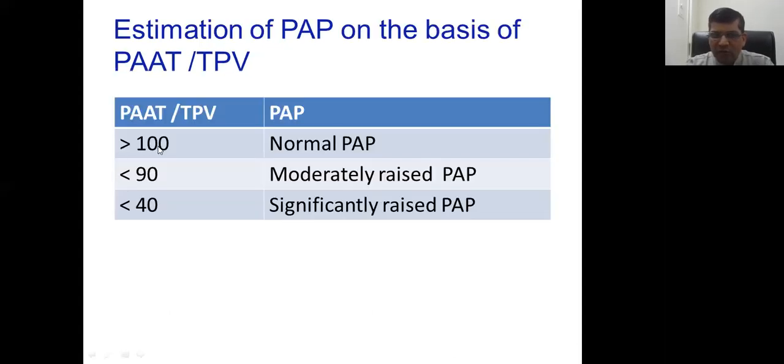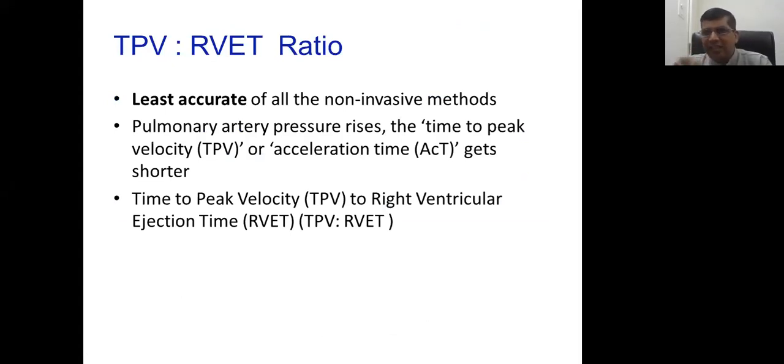So the normal values are more than 100; 90 to 50 is moderate; less than 40 milliseconds is a severe pulmonary hypertension. The next method is the PAT and ejection time ratio. So you saw the PAT, now you have a PAT number. Measure the RVET, that is the ejection time, and find out the ratio.